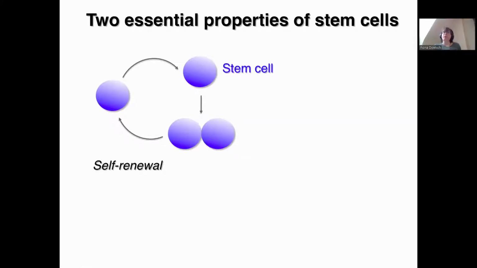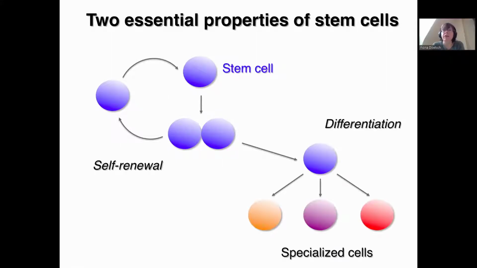So the other feature of stem cells is they're classically defined by two key properties. The first is that a stem cell will divide to give rise to another stem cell. This property is called self-renewal, and this allows the stem cells to persist throughout life. The second key feature of stem cells is that they can undergo differentiation. This means they become more mature and more specialized.